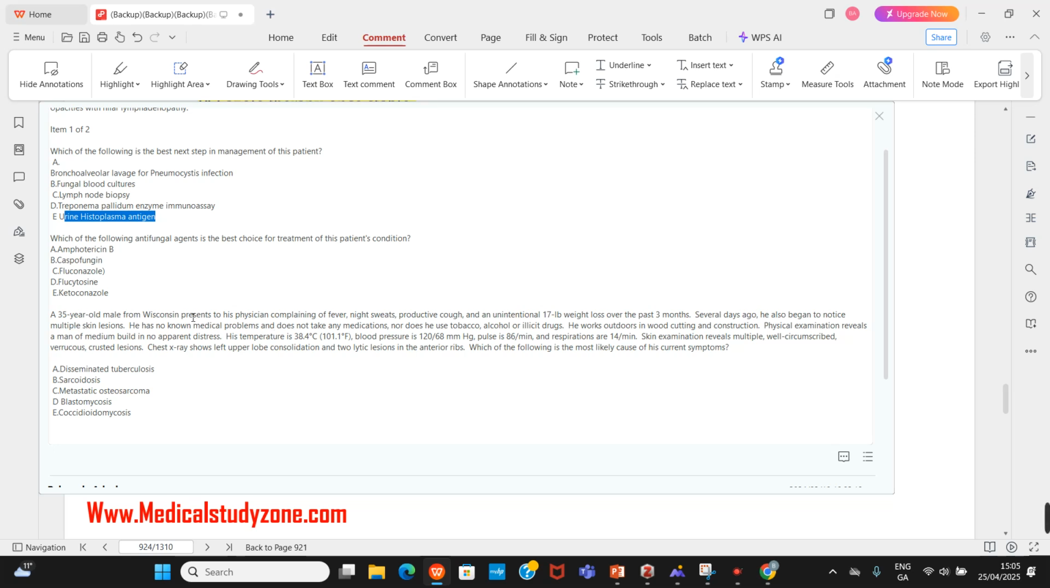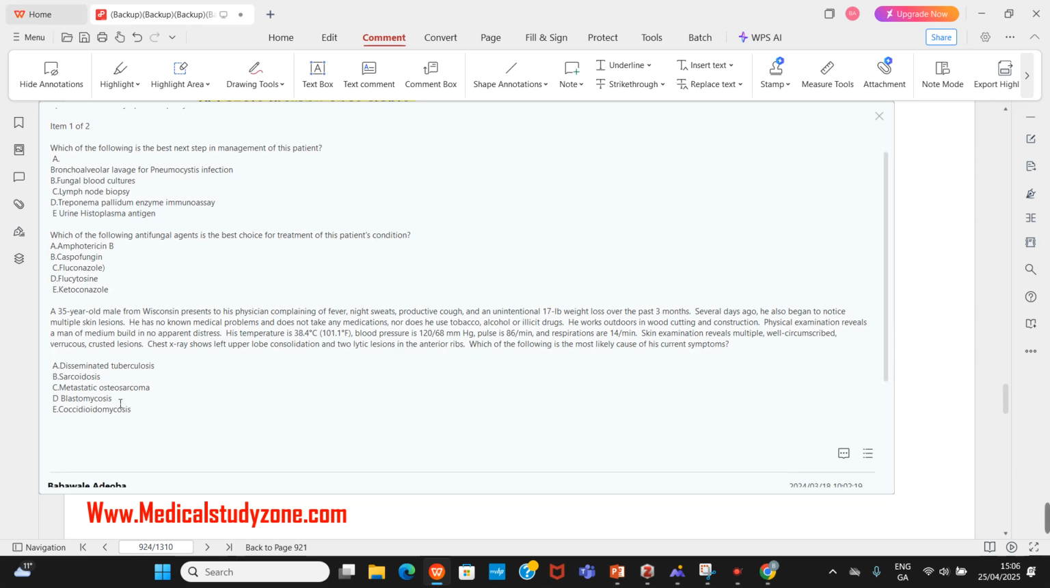A 35-year-old man from Wisconsin comes to the physician complaining of fever, night sweat, productive cough, and unintentional weight loss over the past 3 months. Several days ago, he begins to notice some multiple skin lesions. He has no medical problems and takes no meds. Does not use tobacco. He works outdoor in wood cutting and construction. Physical examination shows a man with medium build in no apparent distress. His fever, vitals are okay, but there are multiple well circumscribed verrucous crusted lesions. X-ray shows upper lobe consolidation with 2 lytic lesions in the ribs. Which of the following is the most likely cause of this patient's symptoms?